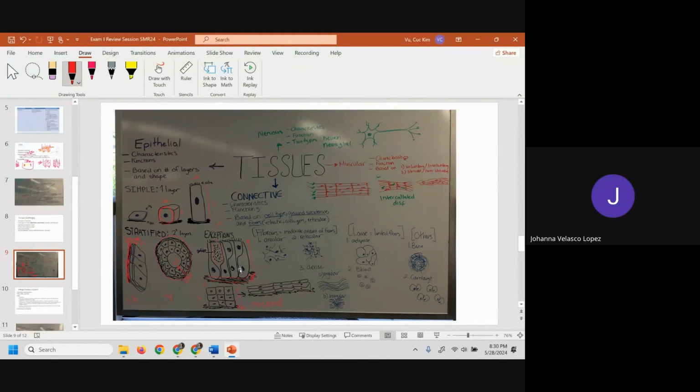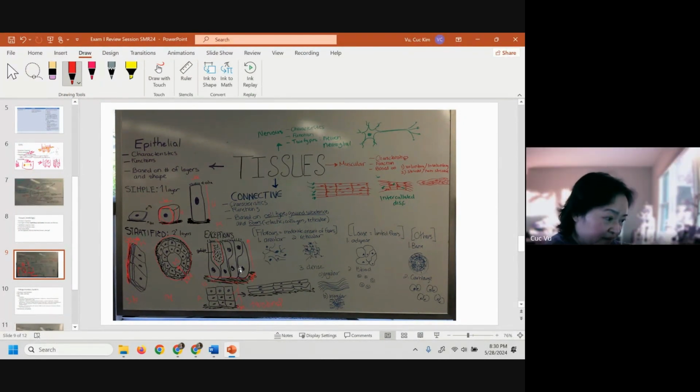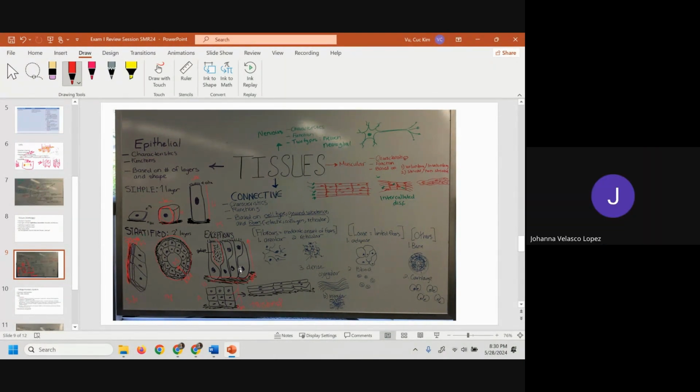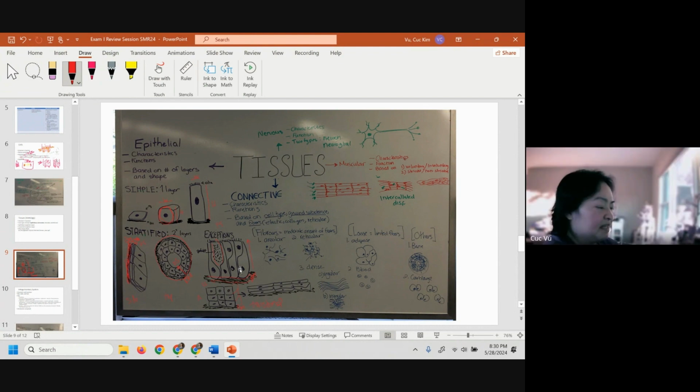For the test, do we have to know the functions of each epithelial tissue? For example, where a squamous is found and what its function is and all that? Not at this point. At this point, you just need to be able to classify them and identify them. Eventually, when we get further down the line, and as we add more onto understanding how structure fits with function, then you will. Okay. Thank you.